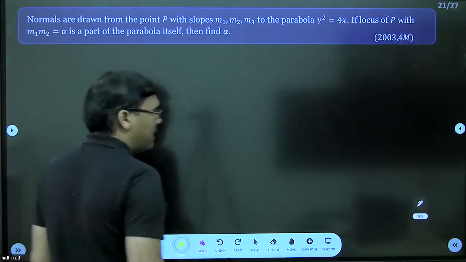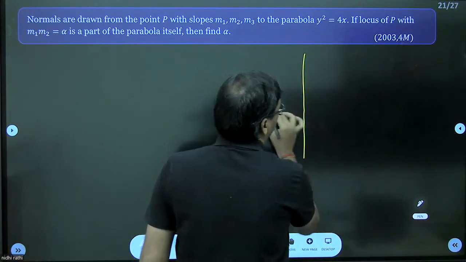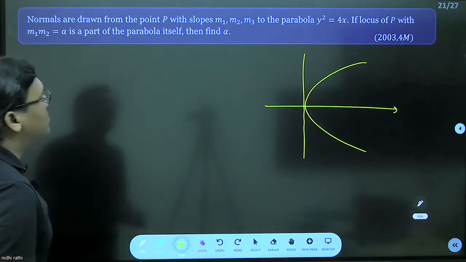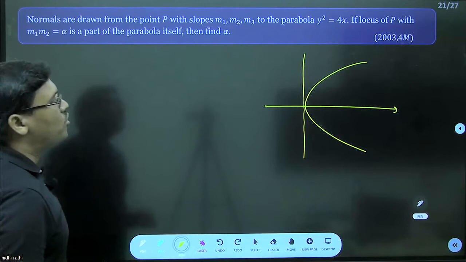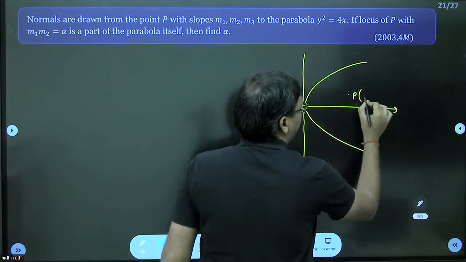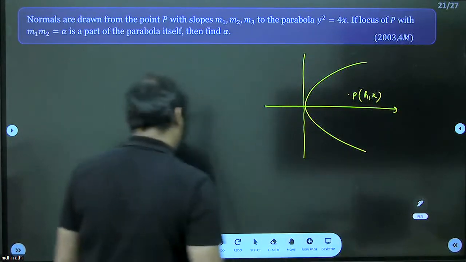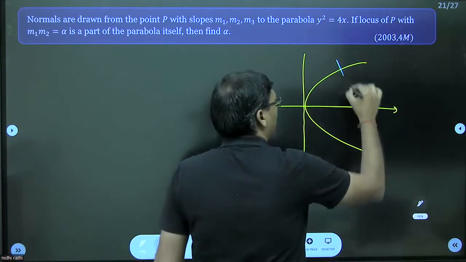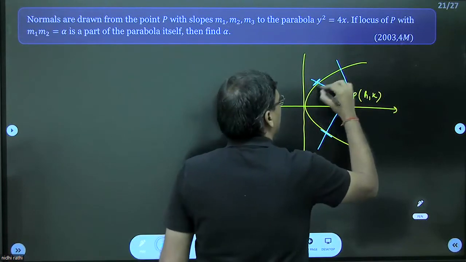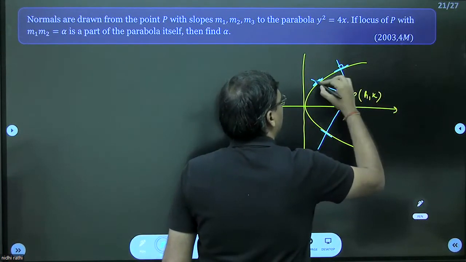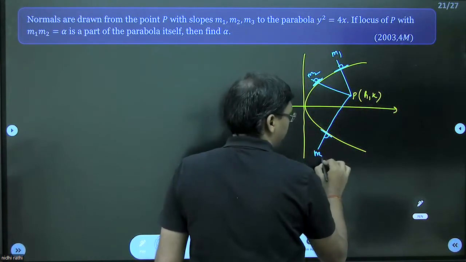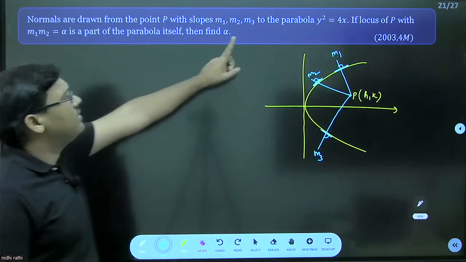So look, let's start with the concept of locus only. Normals are drawn from the point P with slopes m1, m2, m3. So let's say this is point P, which is a moving point. Let's say this is h comma k. Now from here we have drawn normal 1. Let's say this is normal 2, normal 3. This is one normal, another normal, and another normal. These are the three normals with slopes m1, m2, and m3.